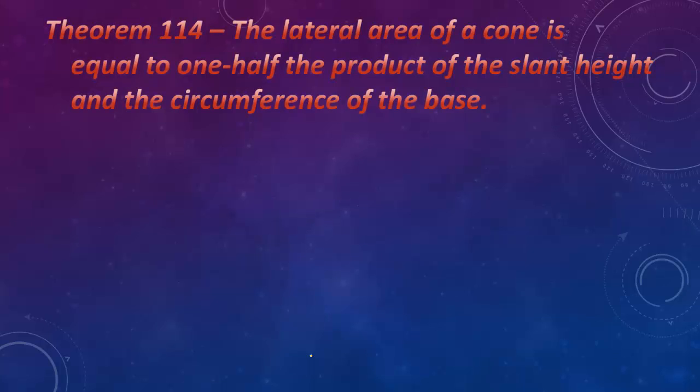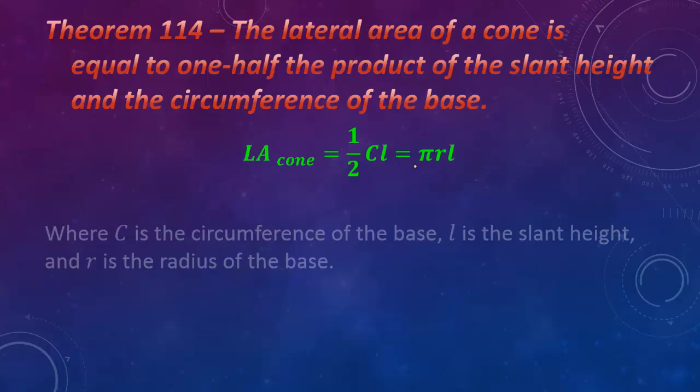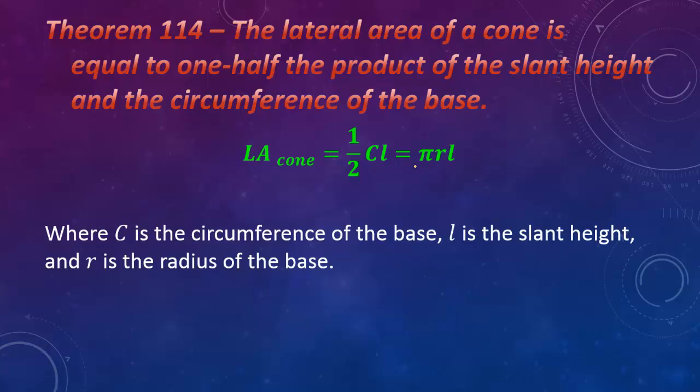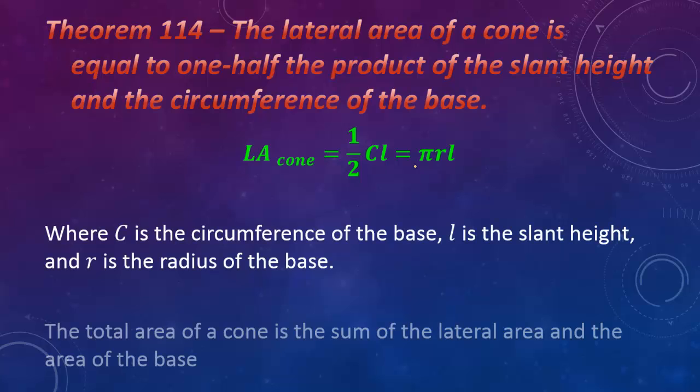All right, and that brings us to Theorem 114, which states that the lateral area of a cone is equal to 1/2 the product of the slant height and the circumference of the base. Or, and now notice we used pi r because circumference is 2 pi r, and half the circumference is just pi r. All right, where c is the circumference of the base, l is the slant height, and r is the radius. Total area, that's the sum of the lateral area and the area of the base. Only one base, so only one you have to worry about.